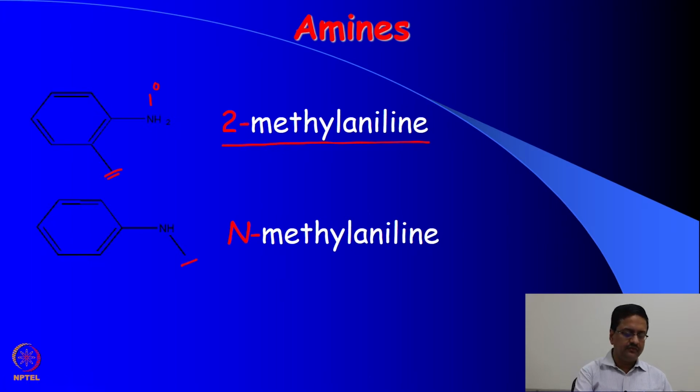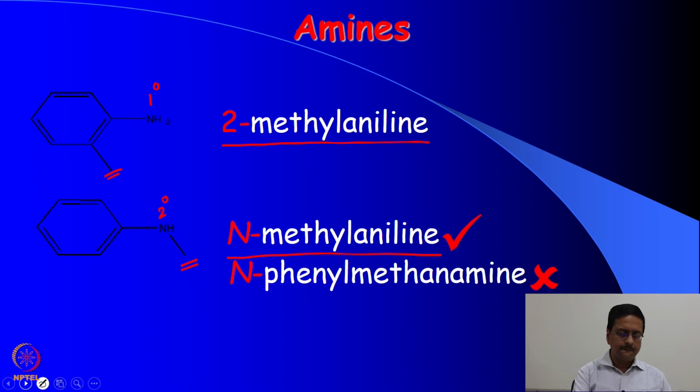But when the methyl group is now connected to that nitrogen, we write it as N-methyl aniline, and the nitrogen here is a secondary nitrogen. That means, this N-methyl aniline is a secondary amine. In this case, we should not write it as N-phenyl methanamine, because this ring is the major ring, which is the phenyl ring.